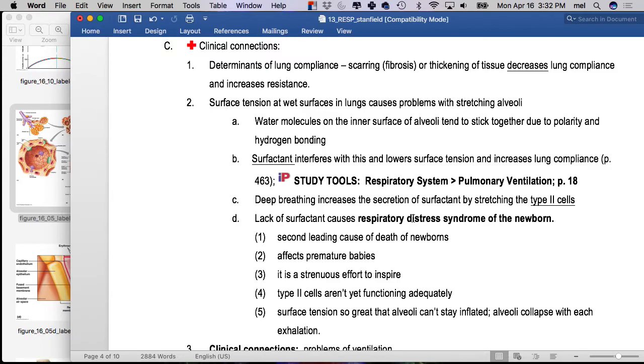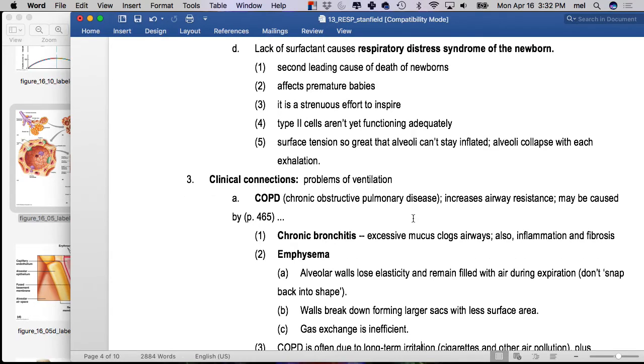So deep breathing is actually what causes you to release surfactant, unless you are a brand newborn baby or a premature baby, a baby that was born a little bit early. So a lack of surfactant can cause respiratory distress syndrome of the newborn.